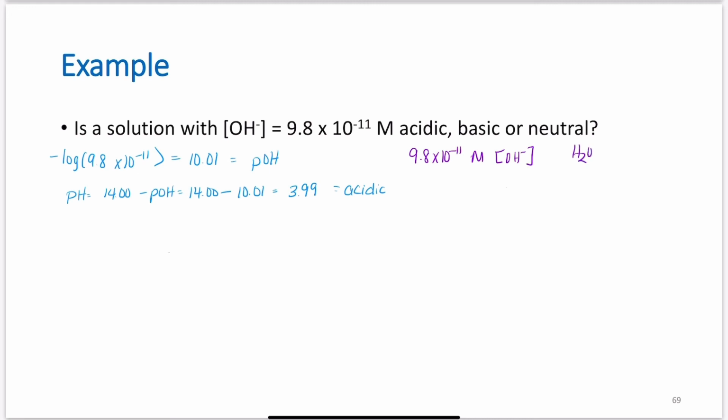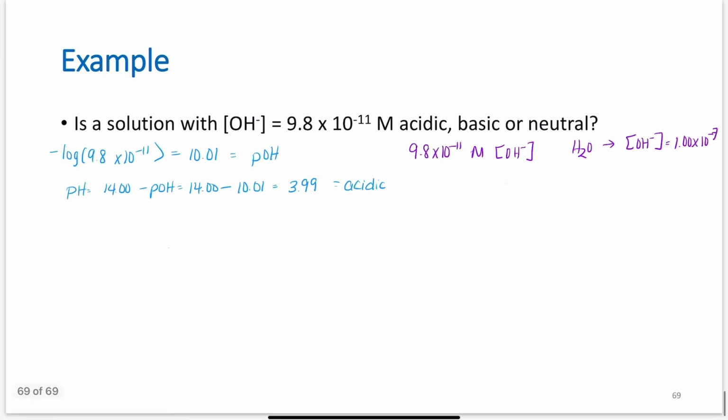Water itself has a hydroxide concentration of 1.00 times 10 to the minus 7. This is actually a lot smaller than that concentration, which means that if you math your way out of this, you might get the wrong answer.